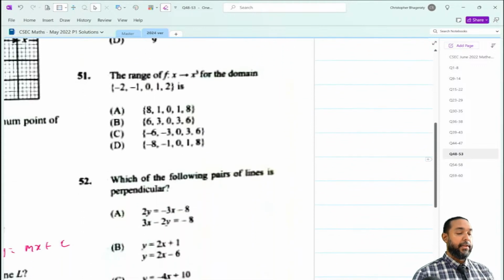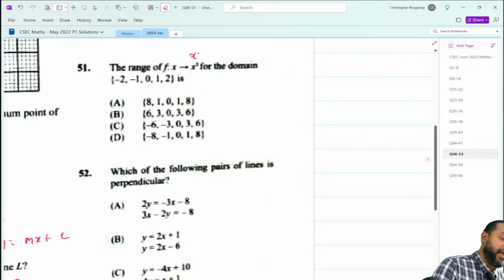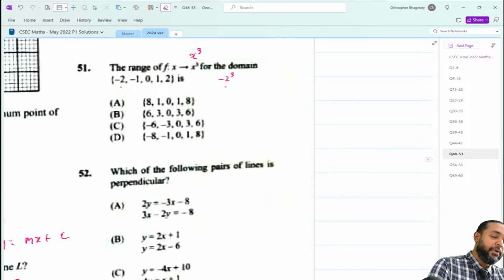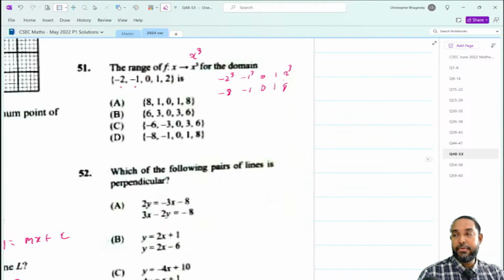All right. The function f of x is equal to x cubed. So if you cube each one of these, minus 2 cubed is minus 8. Minus 1 cubed is minus 1. 0 to any power is just 0. 1 to any power is just 1. 2 to the power 3 is equal to 8. So minus 8, minus 1, 0, 1, and 8. Yeah, that's option D. Very good.